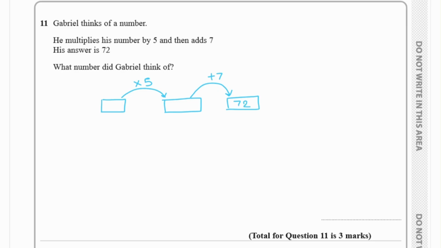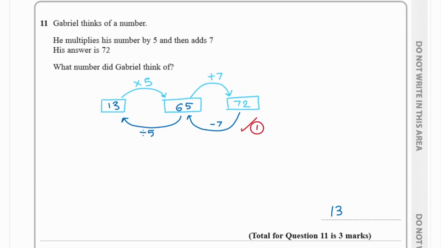So in order to find the number that he began with, we just have to work backwards and do the inverse of each operation that he did. So we can first do 72 take away 7, which gives us 65. And then we can divide by 5, and 65 divided by 5 gives 13. So the number that he began with is 13.